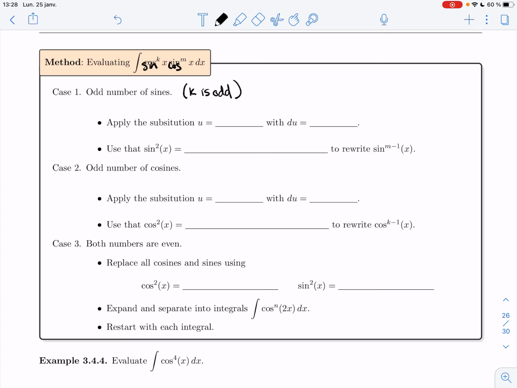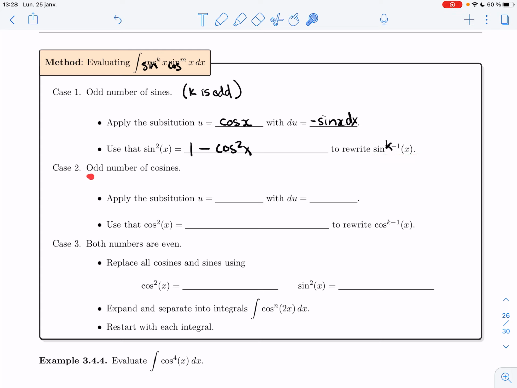So if you have an odd number of sines, so if k is odd, you should use the substitution u equals cosine of x. So du will be minus sine of x dx. That will cancel one of the sines, and so what will be left will be sine to the k minus 1, and you'll use the fact that sine squared is 1 minus cos squared, so 1 minus u squared, to rewrite sine to the k minus 1.